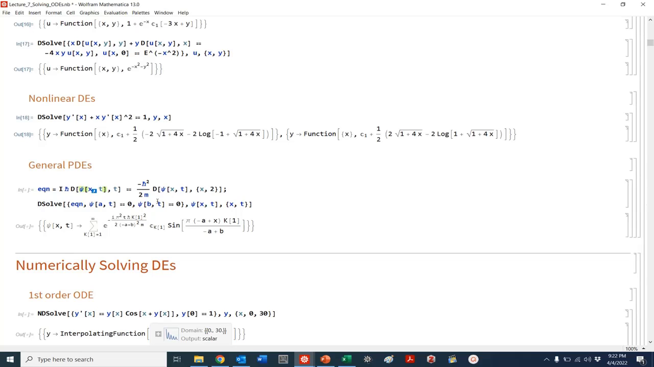Hopefully this is basically your Schrodinger's equation, and we'll take a look at this in one of our example problems in our in-class activities and in our problem sets. All right, so that's generally how you solve ODEs and PDEs using Mathematica, using DSolve. Next time we're going to get into numerically solving ODEs, PDEs, and differential equations. See you in the next video. Thanks. Bye.